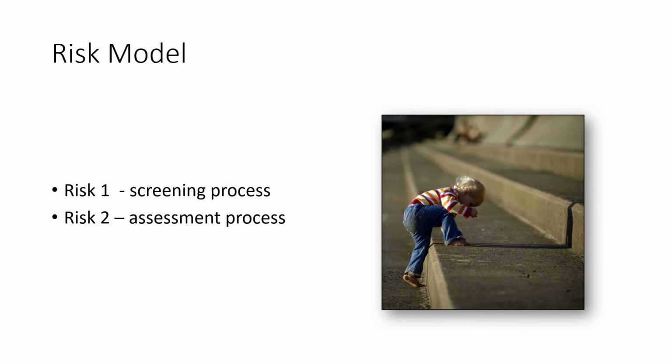The risk model includes two key tools and two key processes. These are Risk 1 and the screening process, and Risk 2 and the risk assessment process.